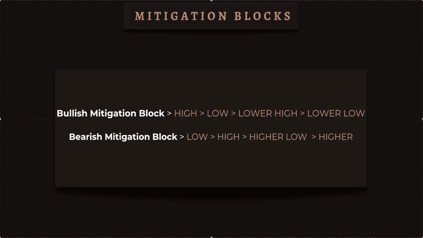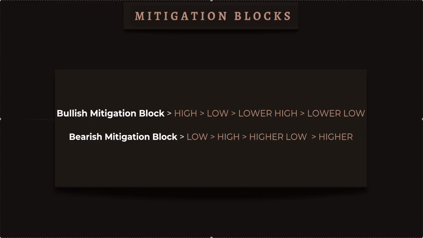A bullish mitigation block is simply a 4-step formula. A high, a low, a lower high, a lower low. I'm gonna say that again. A bullish mitigation block, this is the differentiation between a breaker block and a mitigation block. It's the failure swing. That's where you don't even need an SMT, but don't worry, I'll get into that later on in the episode.